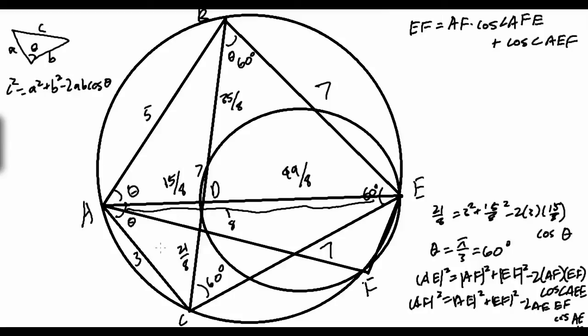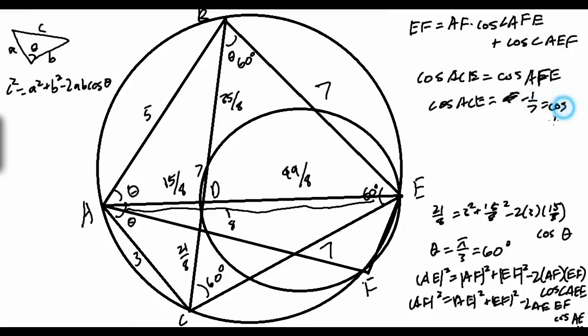So AE squared equals 3 squared plus 7 squared minus 2 times 3 times 7 times cosine ACE. So we know that cosine ACE equals cosine AFE, and cosine ACE, if you calculate it using the law of cosines again, is negative 1/7. So negative 1/7 equals cosine AFE.